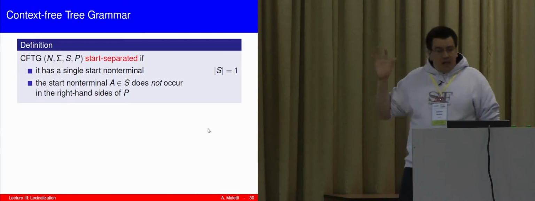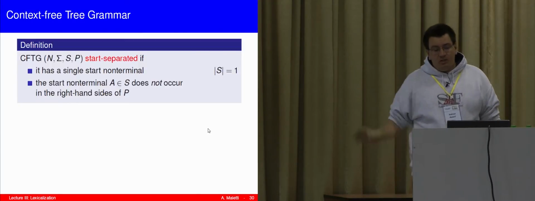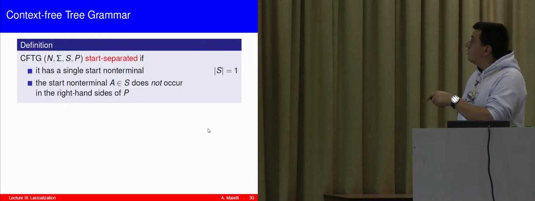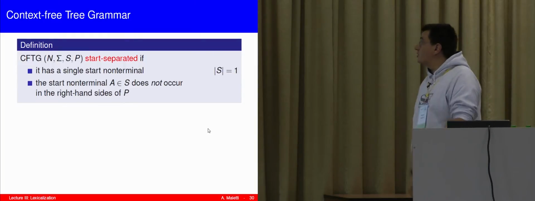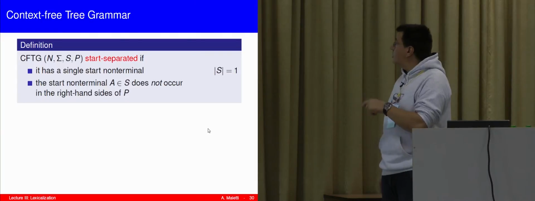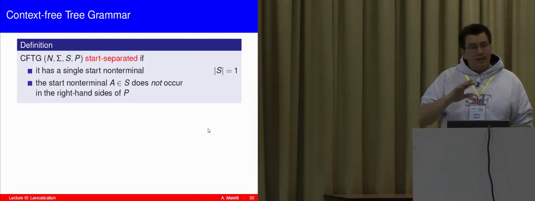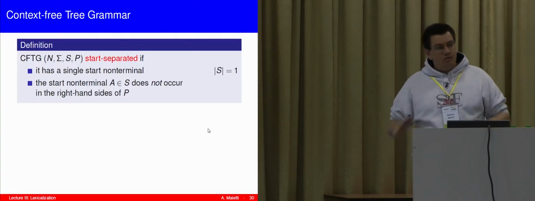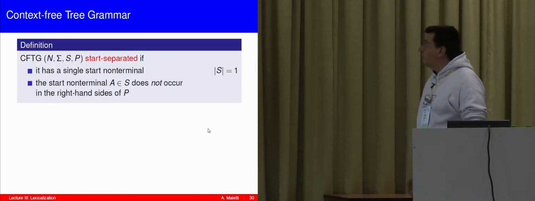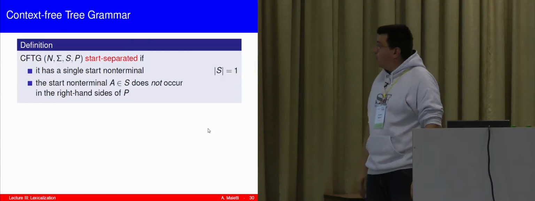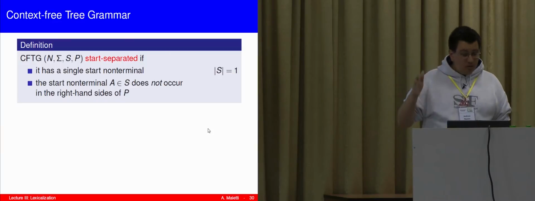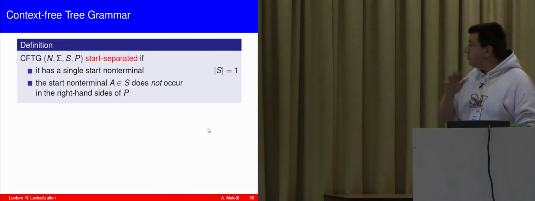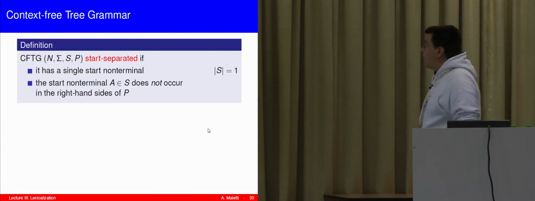So you will need some technicalities here. But this is a very easy one. Such a context-free tree grammar is start separated if you have a single initial non-terminal. I guess you can imagine how to do this, right? It's done in the same way as you would do it for, say, regular tree grammars as well, or regular grammars even for strings, or for context-free grammars.